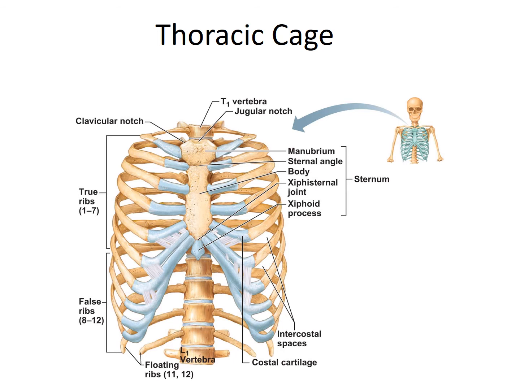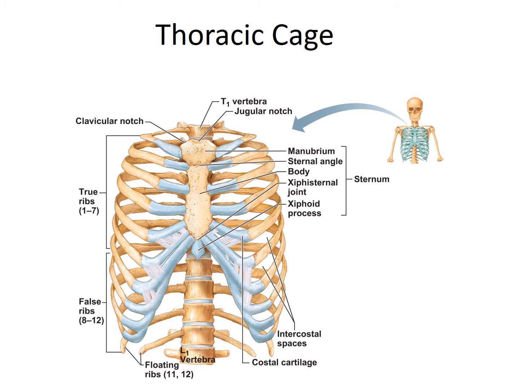Ribs 8, 9, and 10, notice they have costal cartilage that doesn't articulate directly with the sternum, but instead they sort of all merge together, and then they sort of merge or fuse with the costal cartilage of rib number 7. So we refer to them as false ribs.